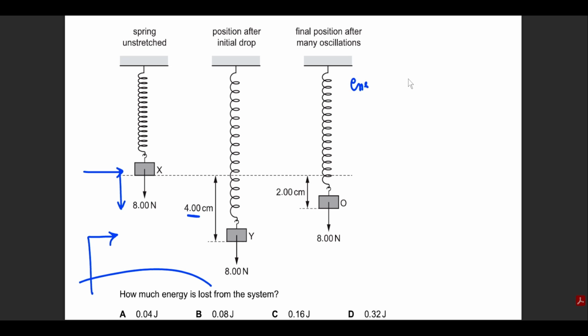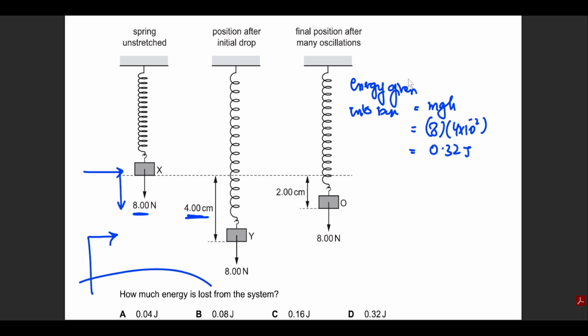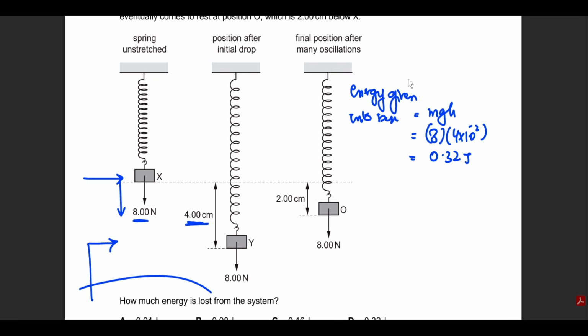So the energy simply given into the box is going to be mgh, which is the 4 centimeter loss of gravitational potential. So this is going to be simply 8, since mg is already given to you, into h, which is 4 into 10 raised to the power minus 2 meters. This is going to come out as 0.32 joules. This was the energy as the object fell down. The Earth attracted it, and now that energy is present inside the box.